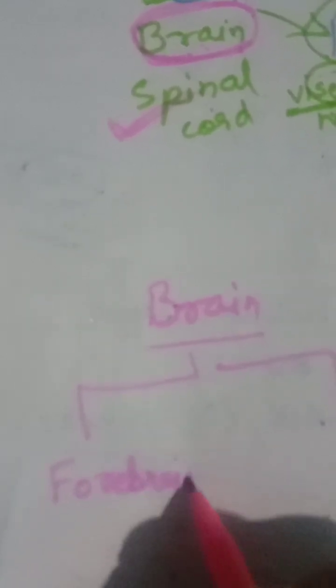Let us do that. So the brain is divided into three: forebrain, midbrain, and hindbrain. Got it? Understood? Now, the forebrain consists of different parts. The first one is the cerebrum.